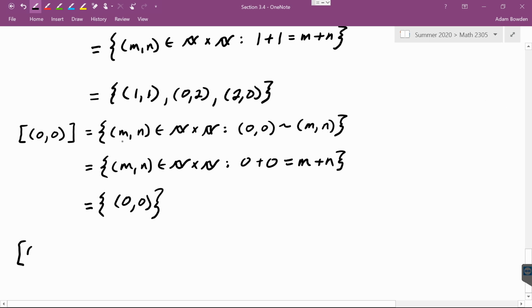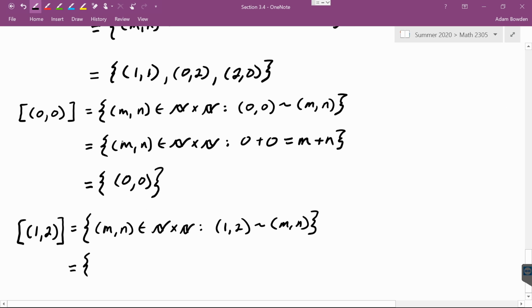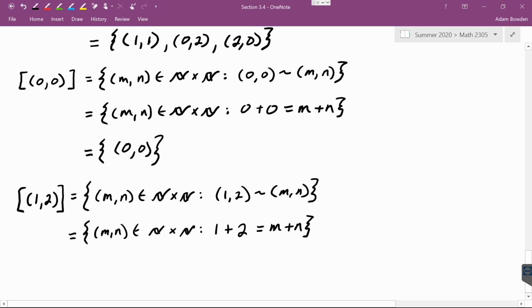Okay, one more just to highlight this. Say 1, comma 2. If you'd like to think about it for a second, go ahead and pause the video and see if you can write out what it would say for the equivalence class here. In this case, we have all ordered pairs with natural numbers such that 1, comma 2 is related to m, comma n. Or another way of saying that is 1 plus 2 is equal to m plus n, or 3, in other words. So you just have to find ordered pairs where when you add up the numbers you get 3.